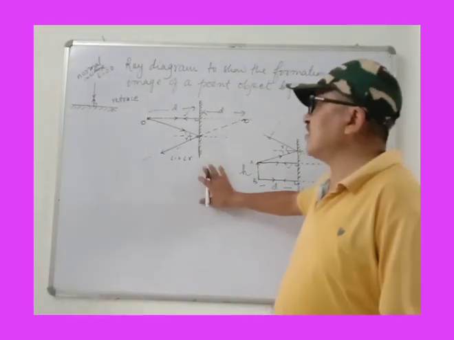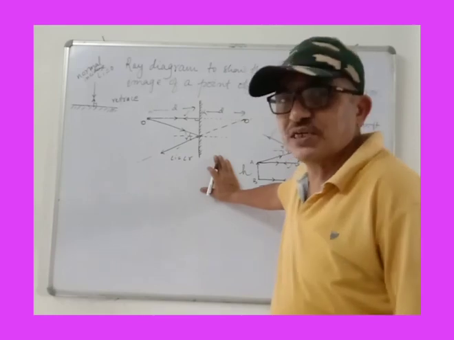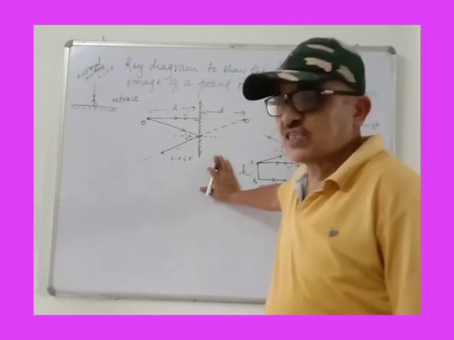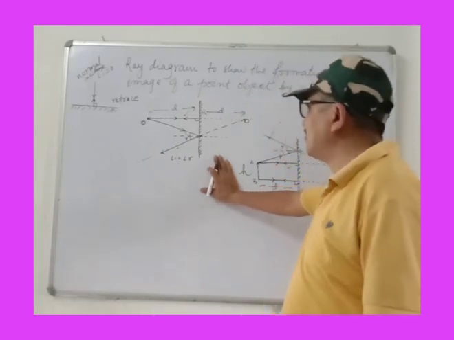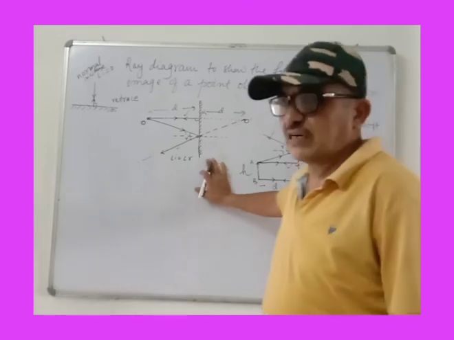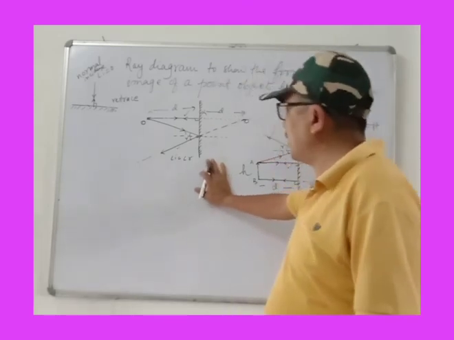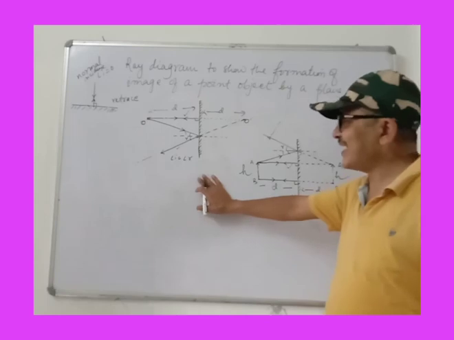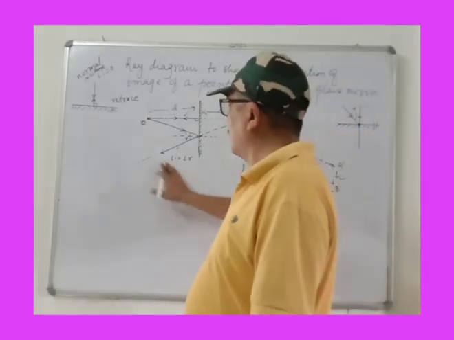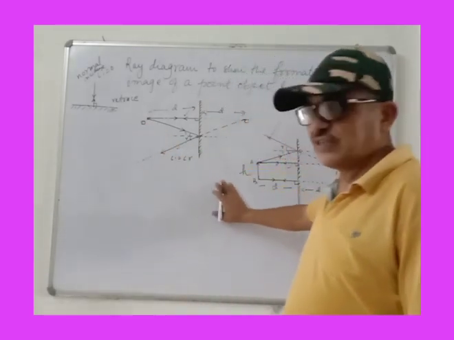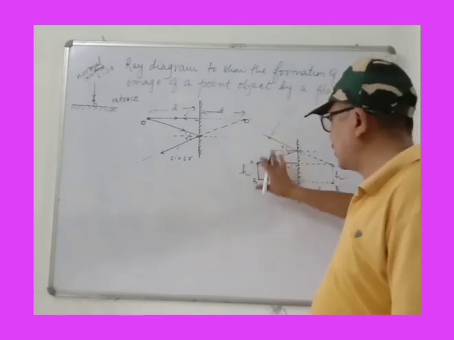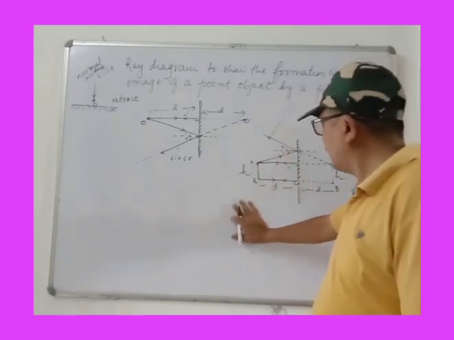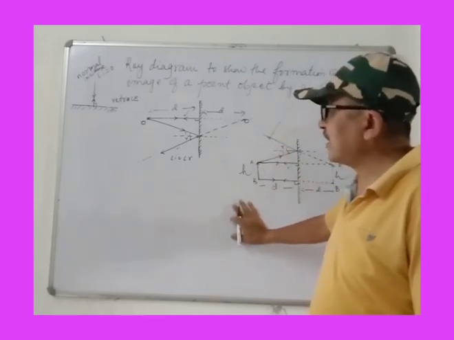So these are the basic things on the plane mirror: reflection of light by a plane mirror, how the image is formed by a plane mirror, what the properties of the image formed by a plane mirror are, and how to draw and complete the ray diagram to show the image formation of an object, of a point object and an extended object. Clear? So these ray diagrams you have to practice.